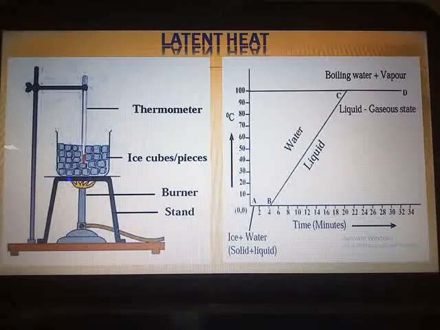What happens after that? Before that, just now I have shown you line BC. This is your line BC. It represents the rise in temperature of water from 0 degrees to 100 degrees Celsius. After that, even though heat energy is supplied to water, its temperature will not rise. It will remain constant. As you have seen in the first case, the temperature remained constant at 0 degrees Celsius till all your ice melted into water.